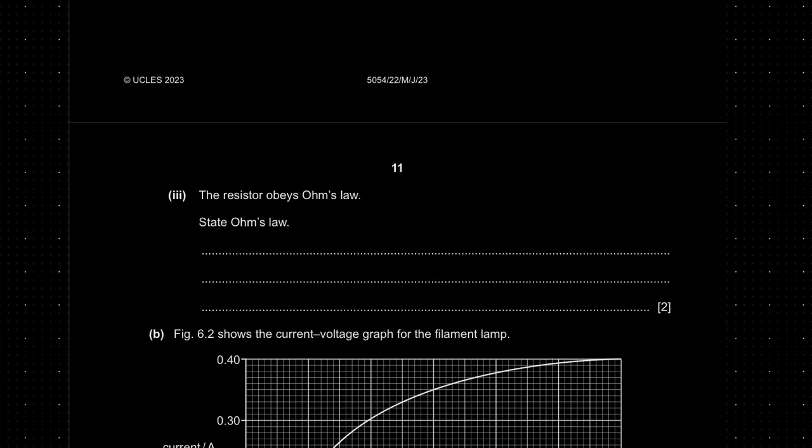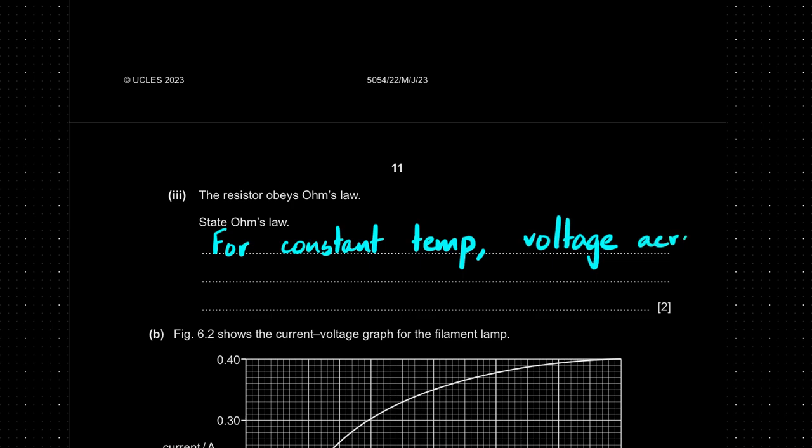The resistor obeys Ohm's law. State Ohm's law. Remember that you need to say this thing, otherwise Ohm's law is not going to hold, and you will also lose a mark. You need to say that for constant temperature, then you need to quote the direct proportionality. So voltage across a component is proportional to current flowing through it.